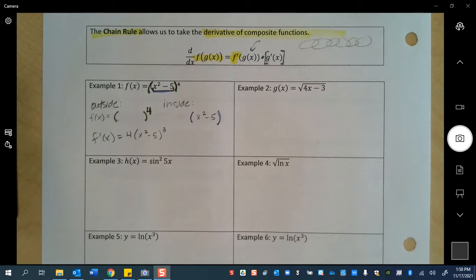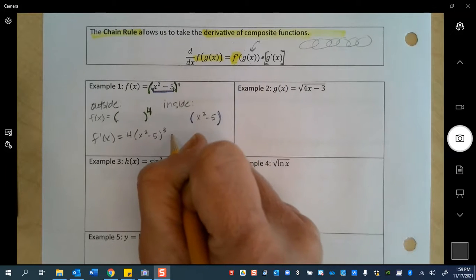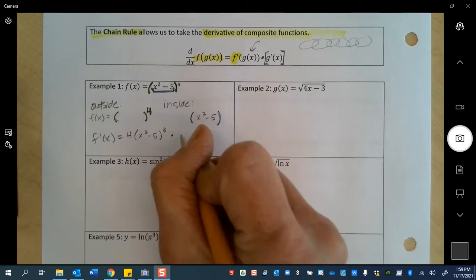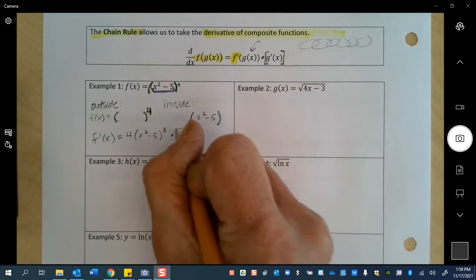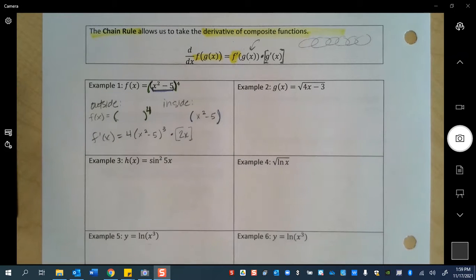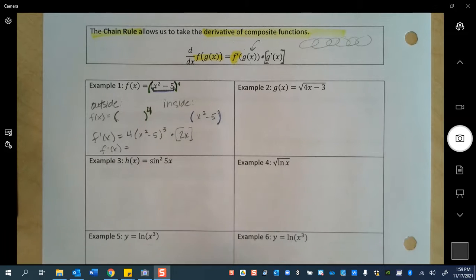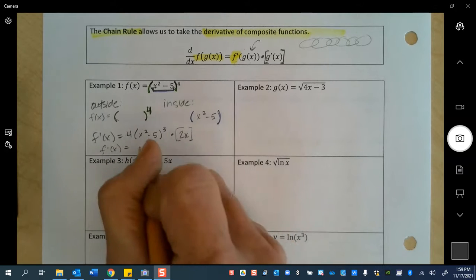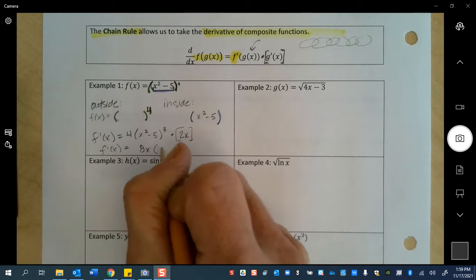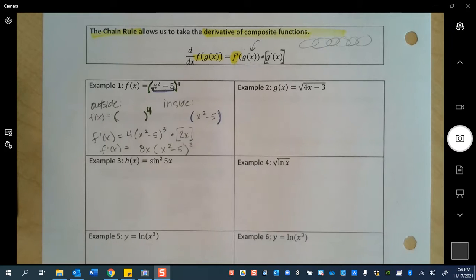Now what I need to do is go ahead and multiply it by the derivative of what's inside. So what's inside is this, and my derivative of that is going to be 2x. So the derivative of this composite function, I can go ahead and simplify this to 8x times x squared minus 5 to the third power.